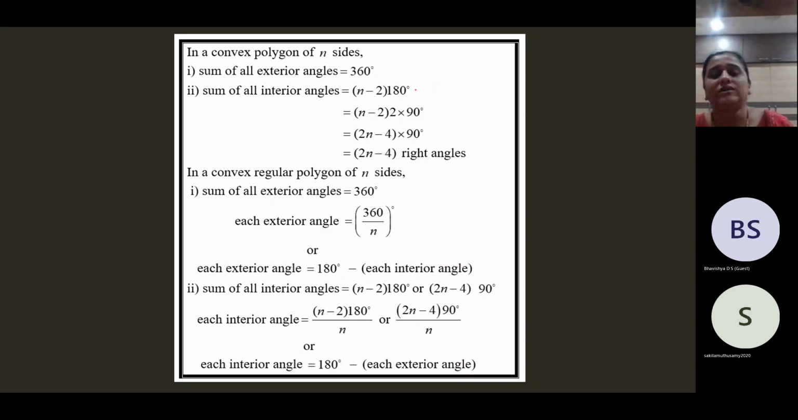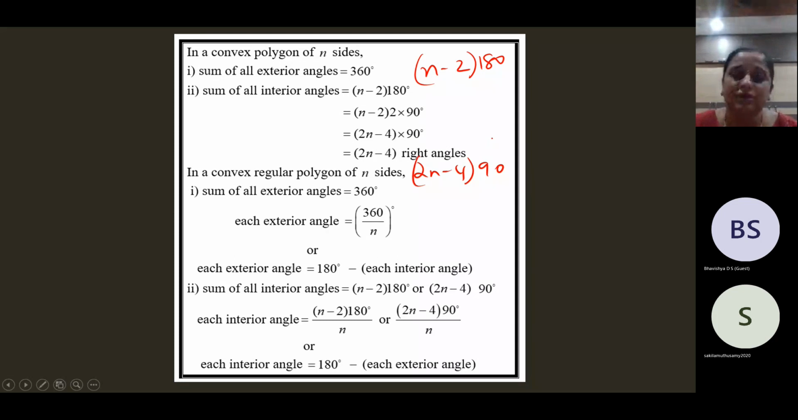The sum of all the interior angles in a convex polygon of n sides is (n minus 2) into 180, or you can say (2n minus 4) into 90. And if it's a regular polygon, then each interior angle will be (n minus 2) into 180 by n.